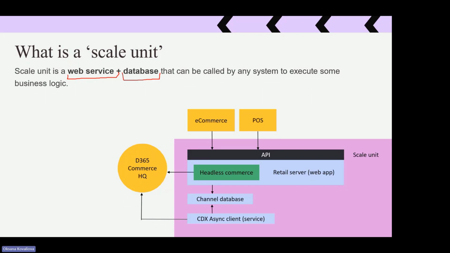For all our webinars, we need a very simplified understanding: a scale unit is a web service plus a database. The web service is some service that can accept a request, for example, from point of sale or from e-commerce, read something from the database, and return it back to point of sale. The same is true with e-commerce. E-commerce can ask for the product details from the scale unit service. Scale unit will go to the channel database, read the product prices, taxes, etc., and return them to e-commerce.